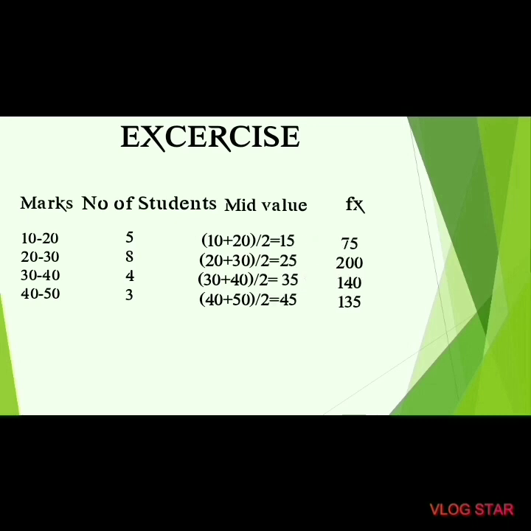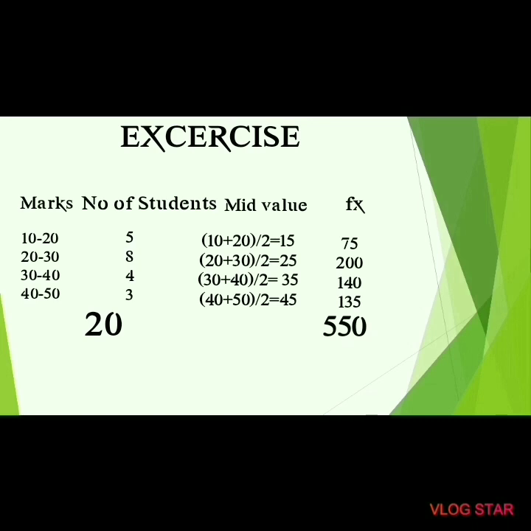Now, let us find out the fx values, that is, the frequency into mid values, that is x values. That is 5 into 15, 75. 8 into 25, 200. 4 into 35, 140. And 3 into 45, 135. And let us sum it up. The total number of students is 20, that is the total of frequency, which is n. And sigma fx, that is the total of fx values, is 550.